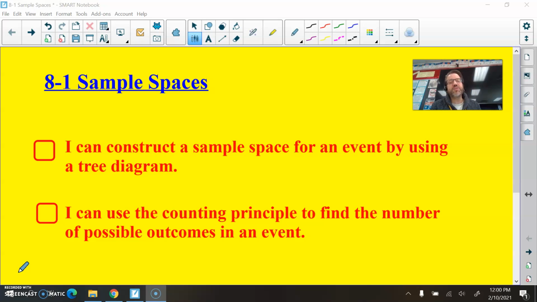And we have two learning goals today. One, I can construct a sample space for an event by using a tree diagram. Well, I wonder what a tree diagram is. We'll discuss that in today's lesson. And secondly, I can use the counting principle to find the number of possible outcomes in an event. And you're going to see the counting principle is actually very simple. It really just involves multiplying, which is weird because we don't think of multiplying when we think of counting. But that's what we will be doing, multiplying.